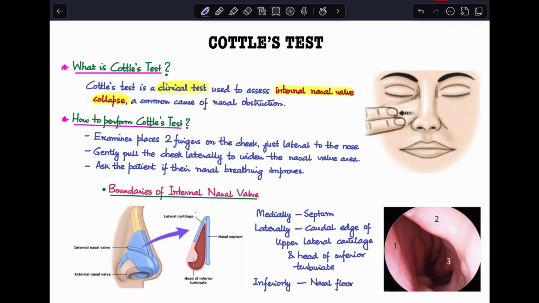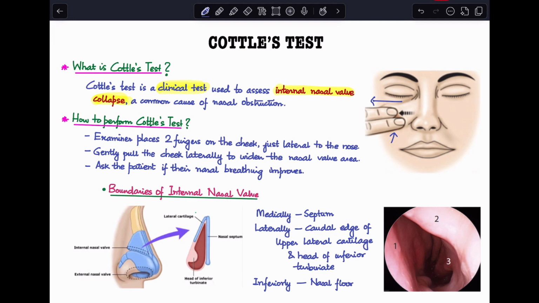If you see in the image over here, the examiner places two fingers on the cheek just lateral to the nose. Then you gently pull the cheek laterally to widen the nasal valve area. And then you ask the patient if the nasal breathing has improved or not. And based on their answer, we interpret if there is an internal nasal valve collapse or not. So here we are basically assessing whether there is a collapse of the internal nasal valve.